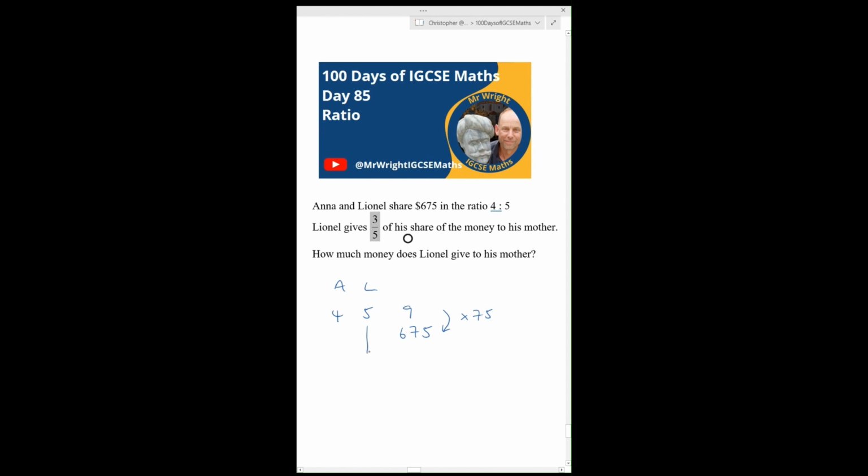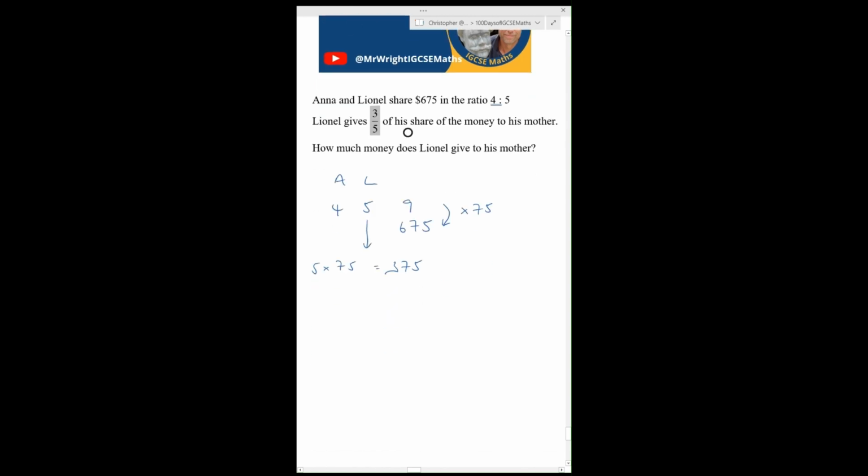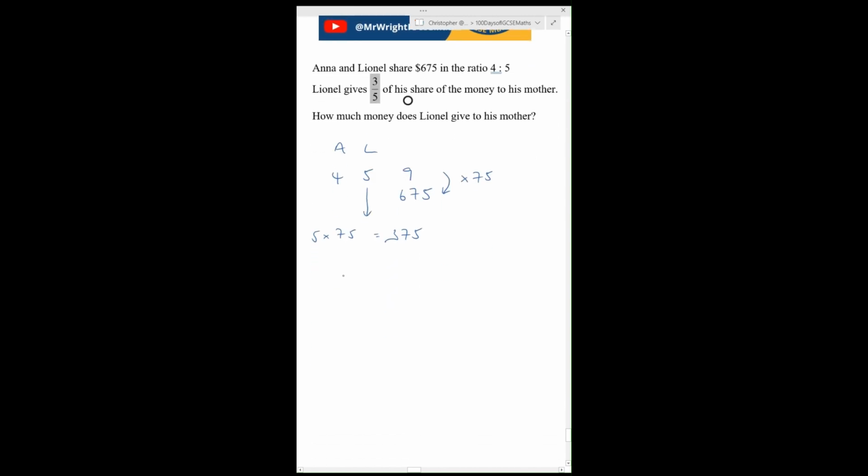So Lionel will have 5 times 75, $375. And he gives 3/5 of that to his mother. So 3/5 of 375. He gives his mother $225.